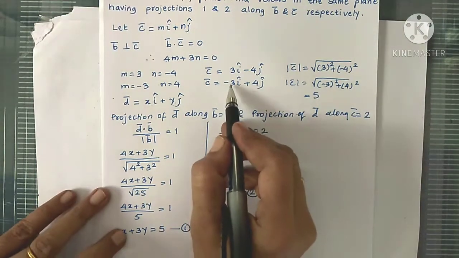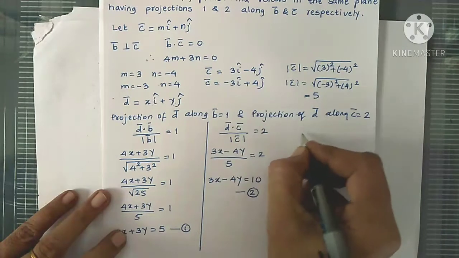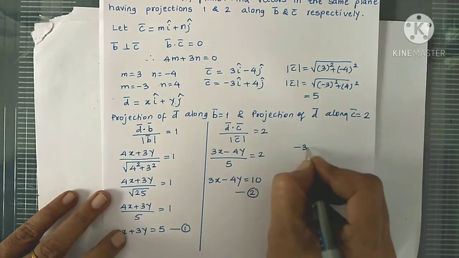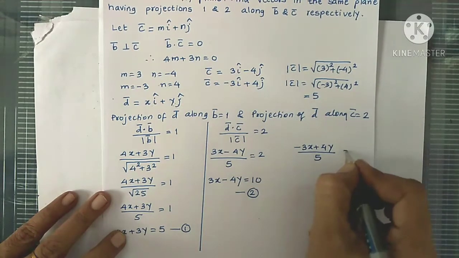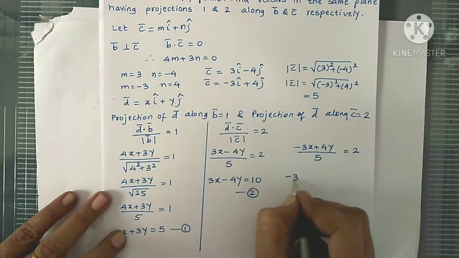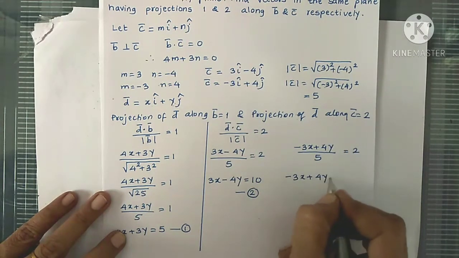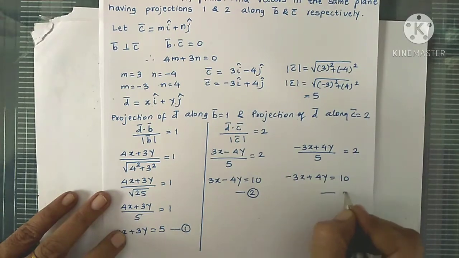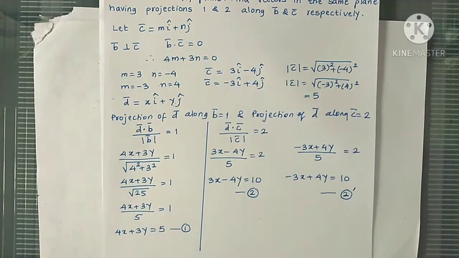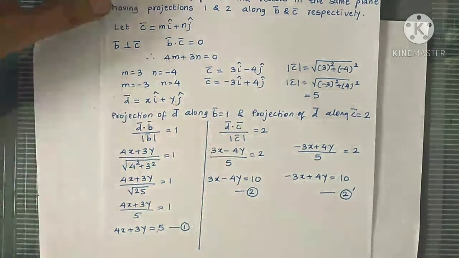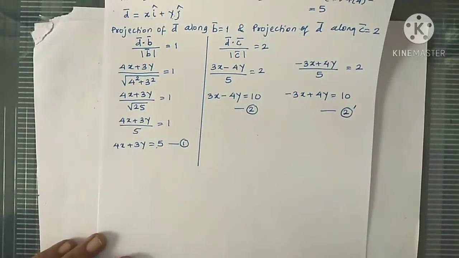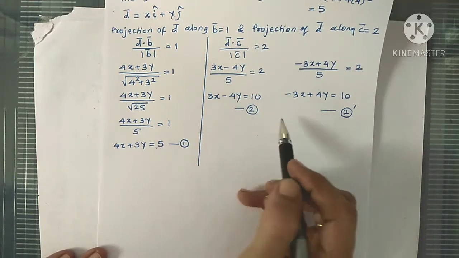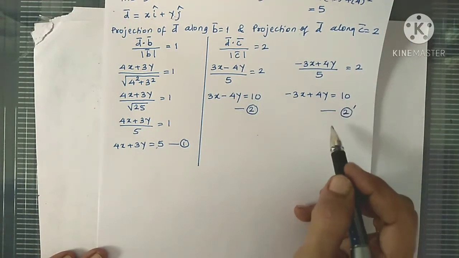In that case the dot product is minus 3x plus 4y. So here we get minus 3x plus 4y upon 5 equal to 2. So we have minus 3x plus 4y equal to 10. This is our equation number 2, I am writing this as 2 dash. Why? Because first equation is confirmed. That is 4x plus 3y equal to 5, that is fixed. And second equation, in first case it is 3x minus 4y equal to 10, and in the second one minus 3x plus 4y equal to 10.